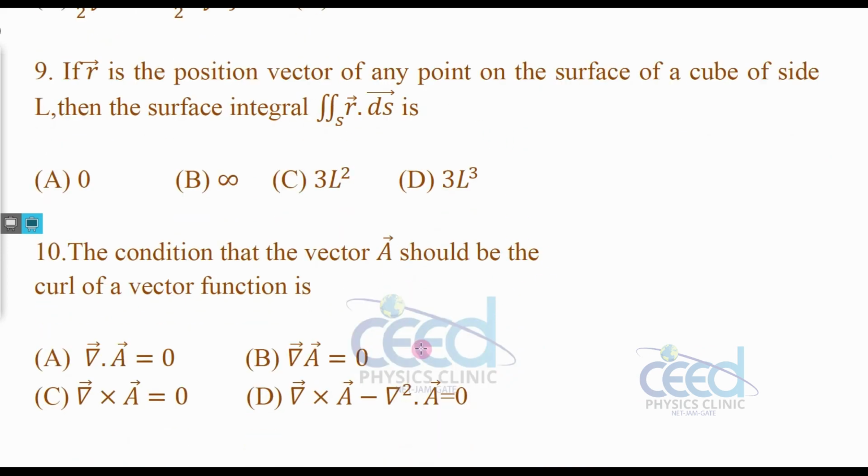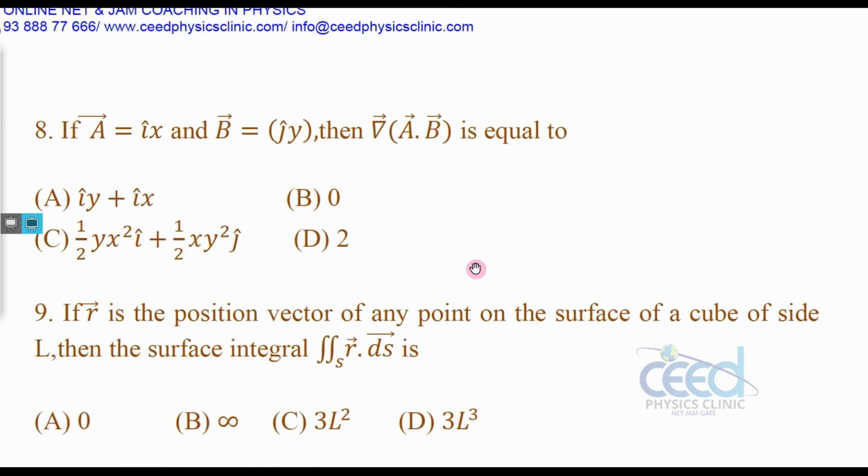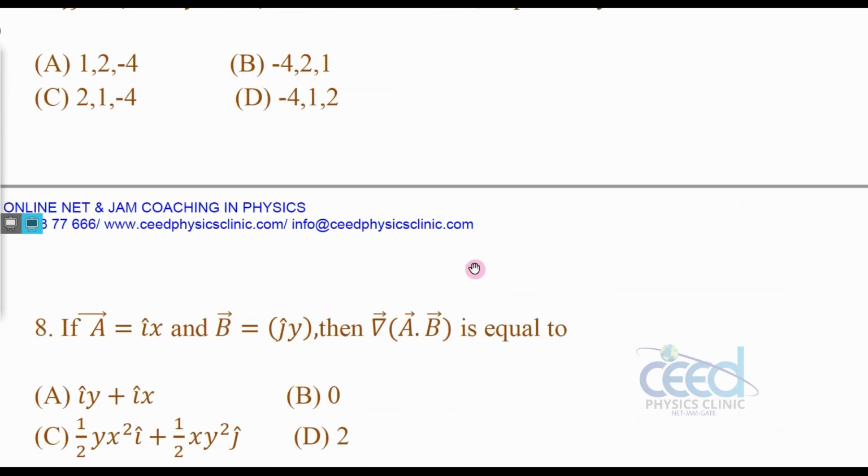Now the last question is the condition that a vector A should be the curl of a vector function. That also you can do. So this is all for this session, and in the next session we will discuss more about gradient, divergence and curl operators, and how to represent them in spherical polar coordinates. Okay, thank you.